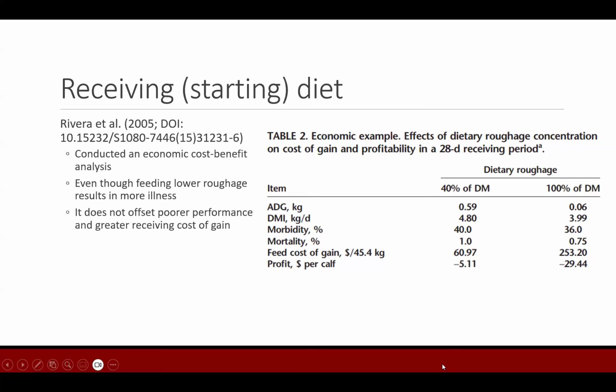Now, these numbers are based off of 2005, right? So they're outdated, but it just paints the picture that any benefit you have from feeding a 100% roughage diet in terms of morbidity and mortality will not offset the opportunity cost of poorer performance. Does that make sense? Okay.